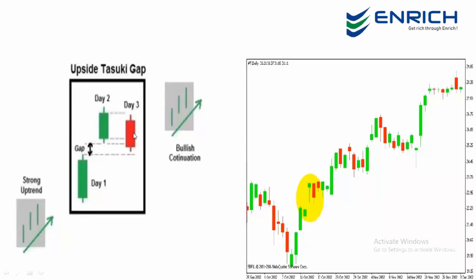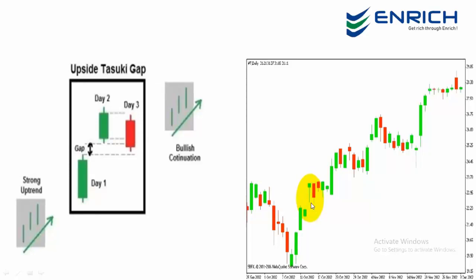Now, day 3, you see, it's a red candlestick, and where does it close? It partially closes the gap between the first and the second candle, okay? Here you need to remember, when this candle closes, it should not cover the gap. This is something that you need to remember in a Tasuki gap. The third candle must not cover this gap. It should close somewhere in between. If you see a candle that closes the gap, it becomes an invalid pattern, okay?